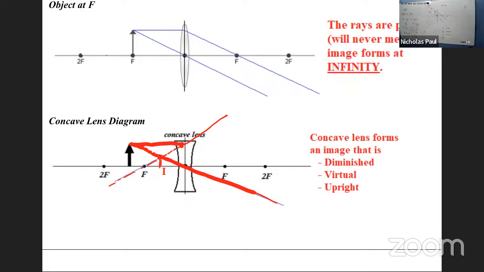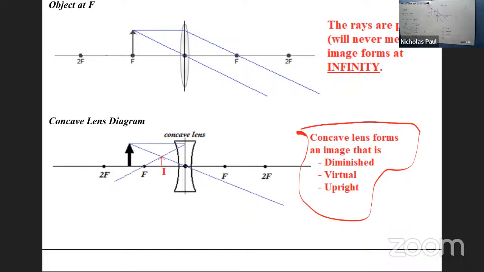You just see enough? Right? So if ever they ask, it has never been asked before, but in case they ever ask you to draw it for a concave lens, that's the way it will look. It'll be smaller, virtual, upright. Okay with that? Everybody okay with that?